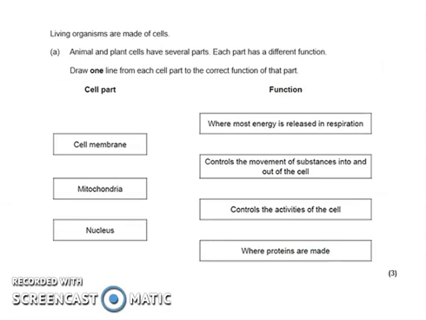Okay, next type of questions. Let's have a look. It says living organisms are made of cells. Animal and plant cells have several parts. Each part has a different function. Draw one line from each. Pause the video now to have a go on your own.